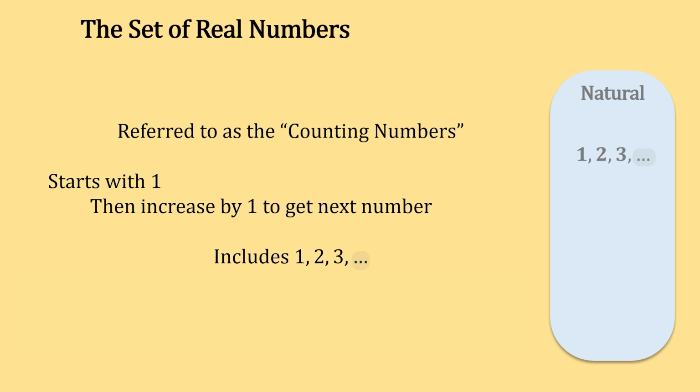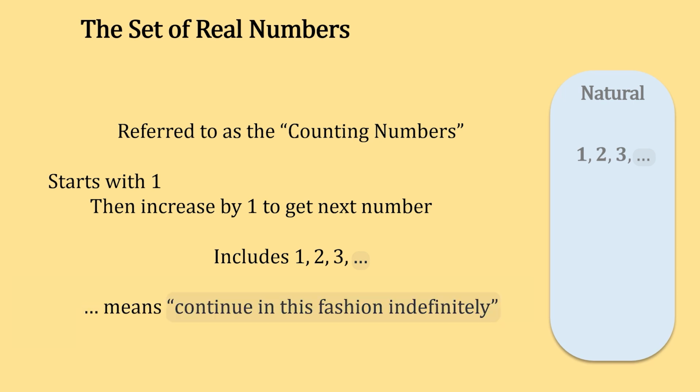In these sets, the ... means continue in this fashion indefinitely. So 1, 2, 3, ... tells us to continue increasing by 1 to get to the next number as we go towards a positive infinity. A bold capital N is used to represent the set of natural numbers.